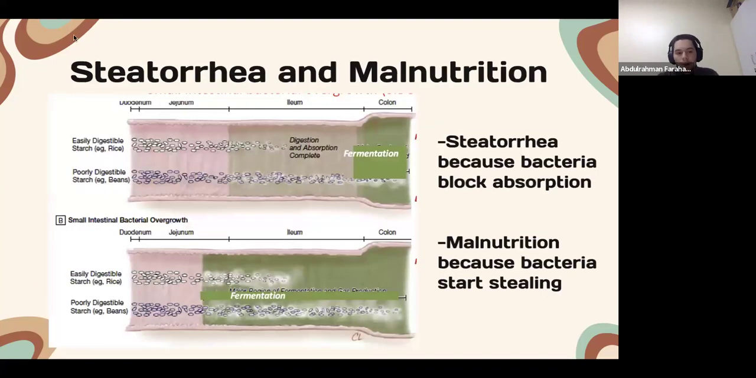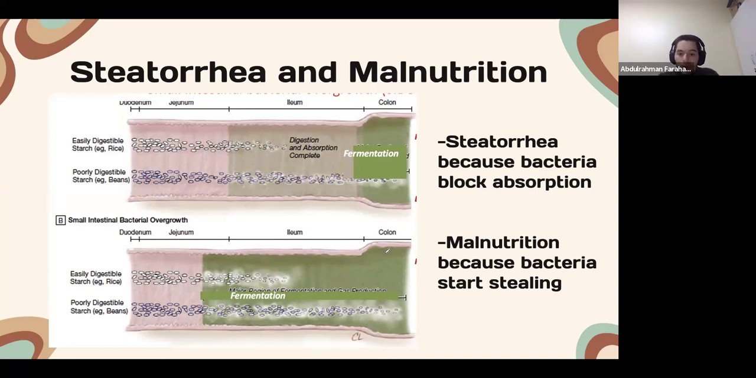Now, why does this happen? Why do you think small intestinal bacterial overgrowth causes steatorrhea and malnutrition? So I brought this picture from the slides, and honestly, it's pretty concise and clear. First, at the top, you could see a normal intestine, right? And here's the colon, and there's no bacteria in the ileum. Everything is perfect, nothing's wrong.